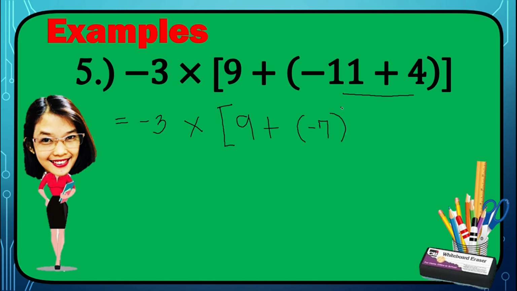So as you observe, we have here a bracket, which means we need to perform this first before we multiply it by negative 3. So we'll write it again as negative 3 times 9 plus negative 7, which is, that's correct, 2. And negative 3 times 2 will be negative 6.